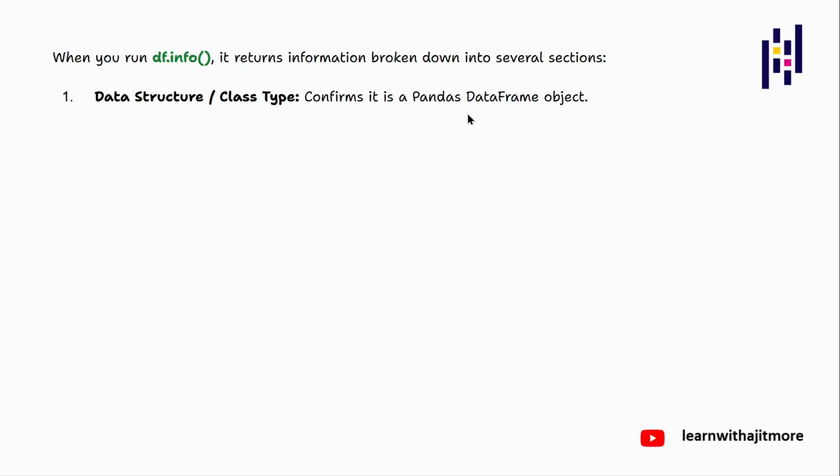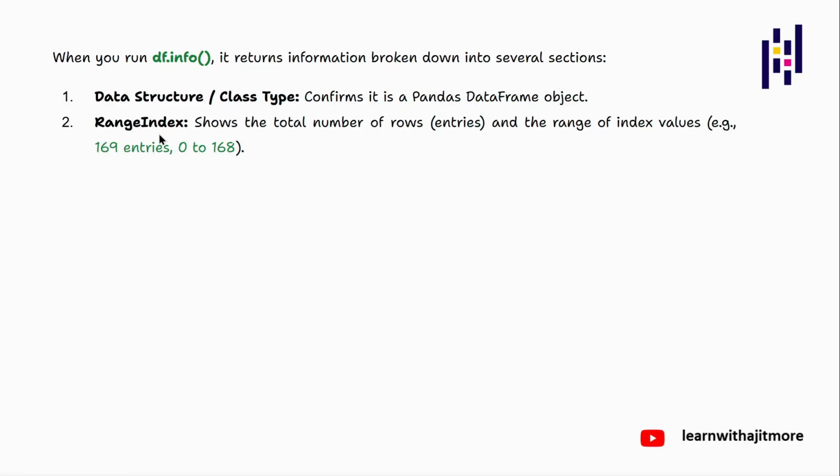So it confirms it is a Pandas DataFrame object. Then second is the range index. Remember, range index is also iterable. It contains the whole sequence of indexes, 0 to 168. So it shows the total number of entries, in our case 169, and what the indexes are for all the entries, from 0 to 168.